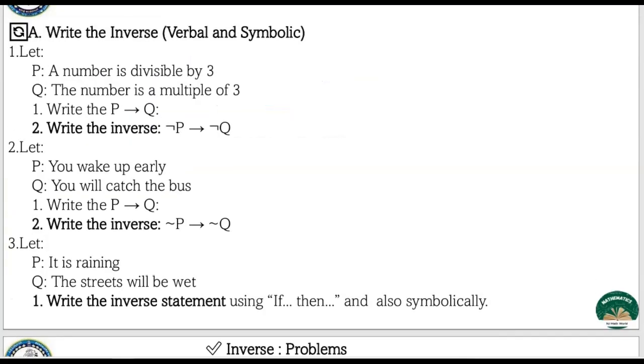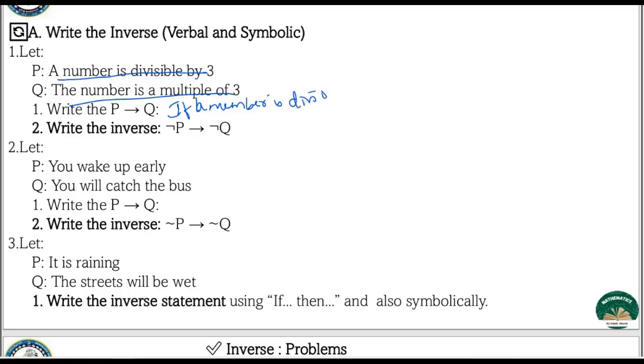So, write the negation, verbal and symbolic. A number is divisible by 3, the number is a multiple of 3. If a number is divisible by 3, then the number is a multiple of 3. Then what will be the inverse of this? You have to use not in both statements.